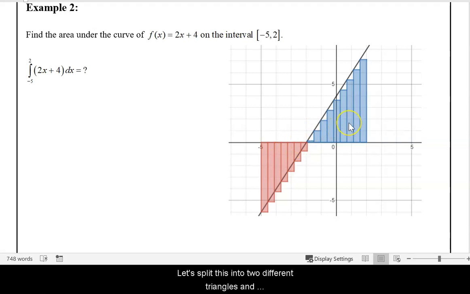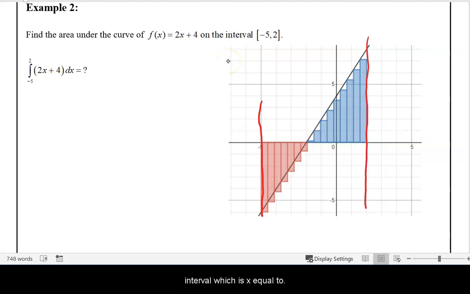Let's split this into two different triangles and compute the area. To do that, we will need to produce again vertical lines that correspond to the left endpoint of the closed interval at -5, and another vertical line at the right endpoint of the closed interval, which is x = 2. We also need to darken the function, which is 2x + 4.